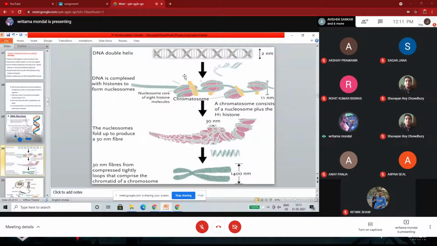And this is it. The yellow thing is the H1, the H1 histone. Five types of histones are there. These histone proteins plus DNA is called the nucleosome structure, and nucleosome structures are again supercoiled and make the chromosome.